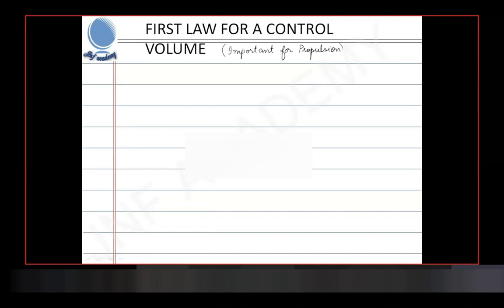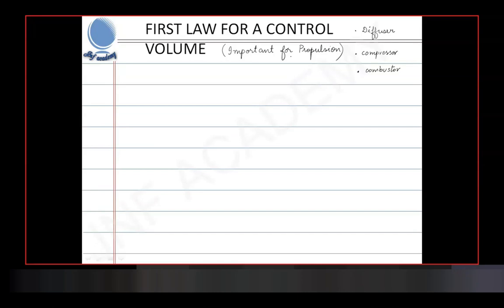Why is this very important for propulsion? Because most of the devices that we are going to study are steady flow devices. In your aircraft engines, starting from your diffuser, the diffuser can be considered as a control volume, and you can do an analysis. Similarly, you can consider a compressor. You can consider a combustor to be a control volume, and you can apply the first law.